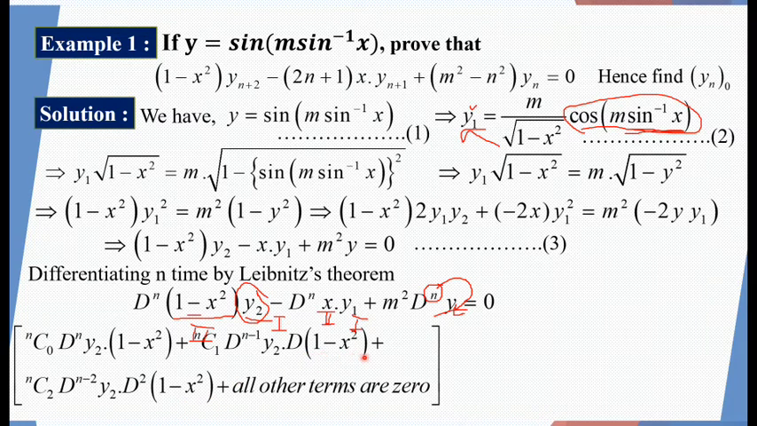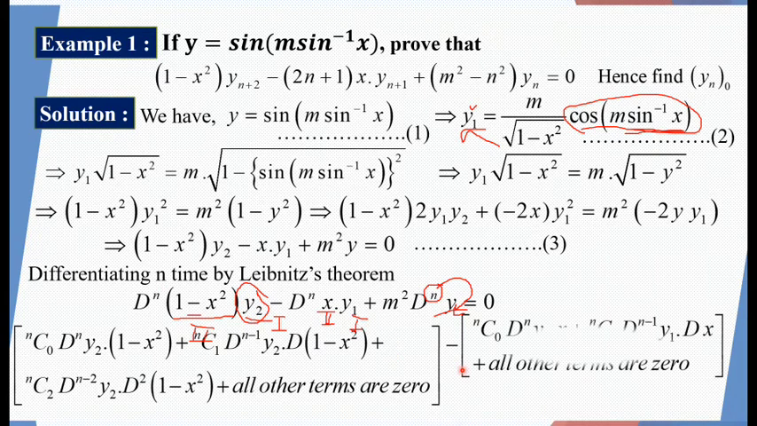First derivative comes already from here, which is minus 2x. So again, when we differentiate, it will convert into minus 2, and then if we move further, then again we have to differentiate this minus 2, then it will be 0. So all succeeding derivatives of 1 minus x square will be 0, and according to this the entire function will be 0. That's why we write here all other terms are 0. So this is the complete part of first, 1 minus x square y2.